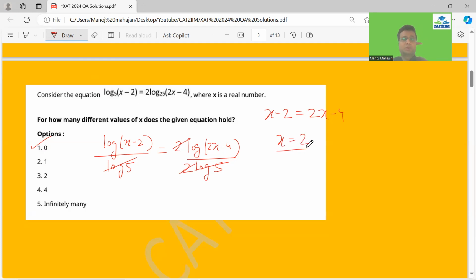2. But the problem with this is, if you put x as 2 out here and you mark one solution, that could be a blunder done by the students. I always told that the log of a negative number is not defined, log of 0 is not defined. So when you solve log questions, I always ask my students to please check in the original equation whether it is satisfying or not. So when you put x as 2 out here, this is coming out to be 0. So you have to discard this value. So the answer to how many different values of x does the given equation hold would be 0. So I'm sure that my CAT 2IIM students must have done this correctly.